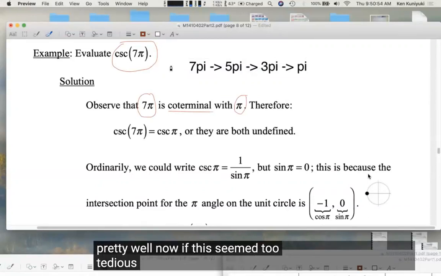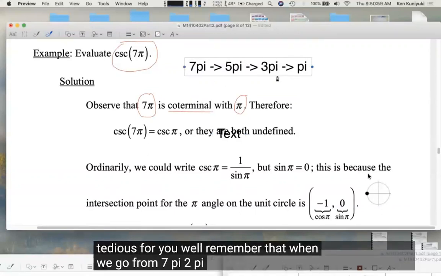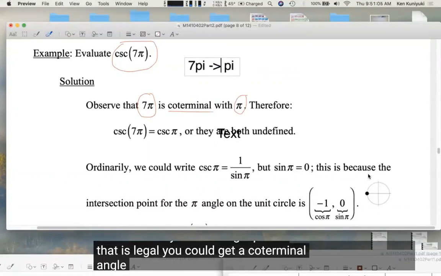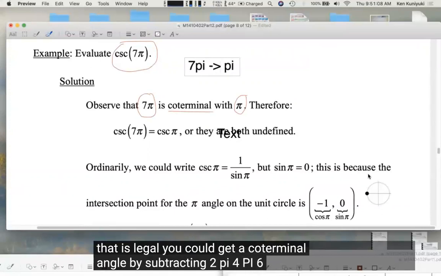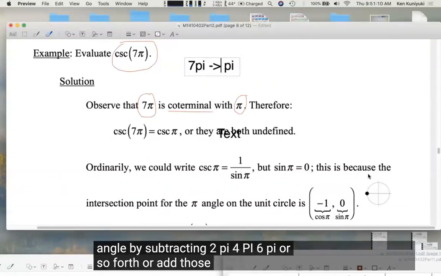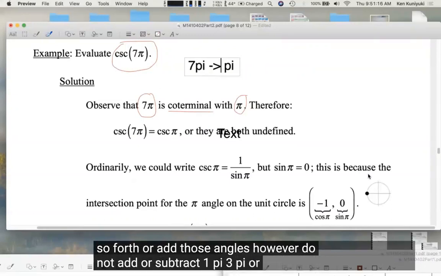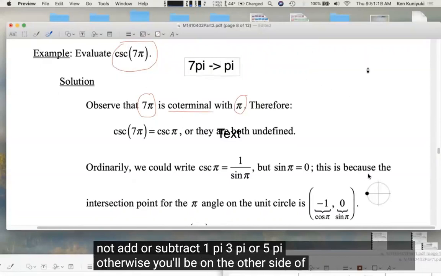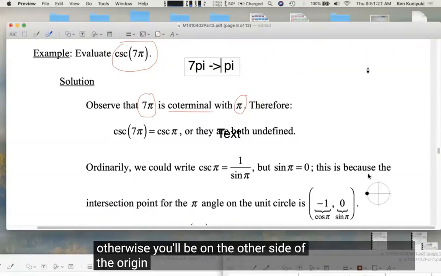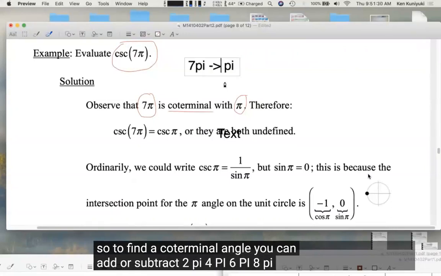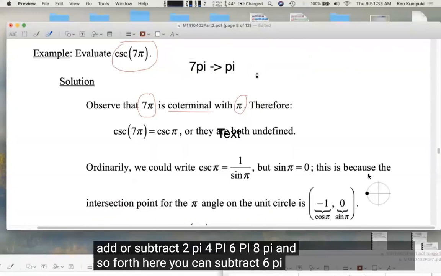Now, if this seemed too tedious for you, remember that when we go from 7 pi to pi, we're basically subtracting 6 pi. And that is legal. You can get a coterminal angle by subtracting 2 pi, 4 pi, 6 pi, and so forth, or add those angles. However, do not add or subtract 1 pi, 3 pi, or 5 pi, otherwise you'll be on the other side of the origin, and you don't want to do that. So to find a coterminal angle, you can add or subtract 2 pi, 4 pi, 6 pi, 8 pi, and so forth. Here, you can subtract 6 pi.